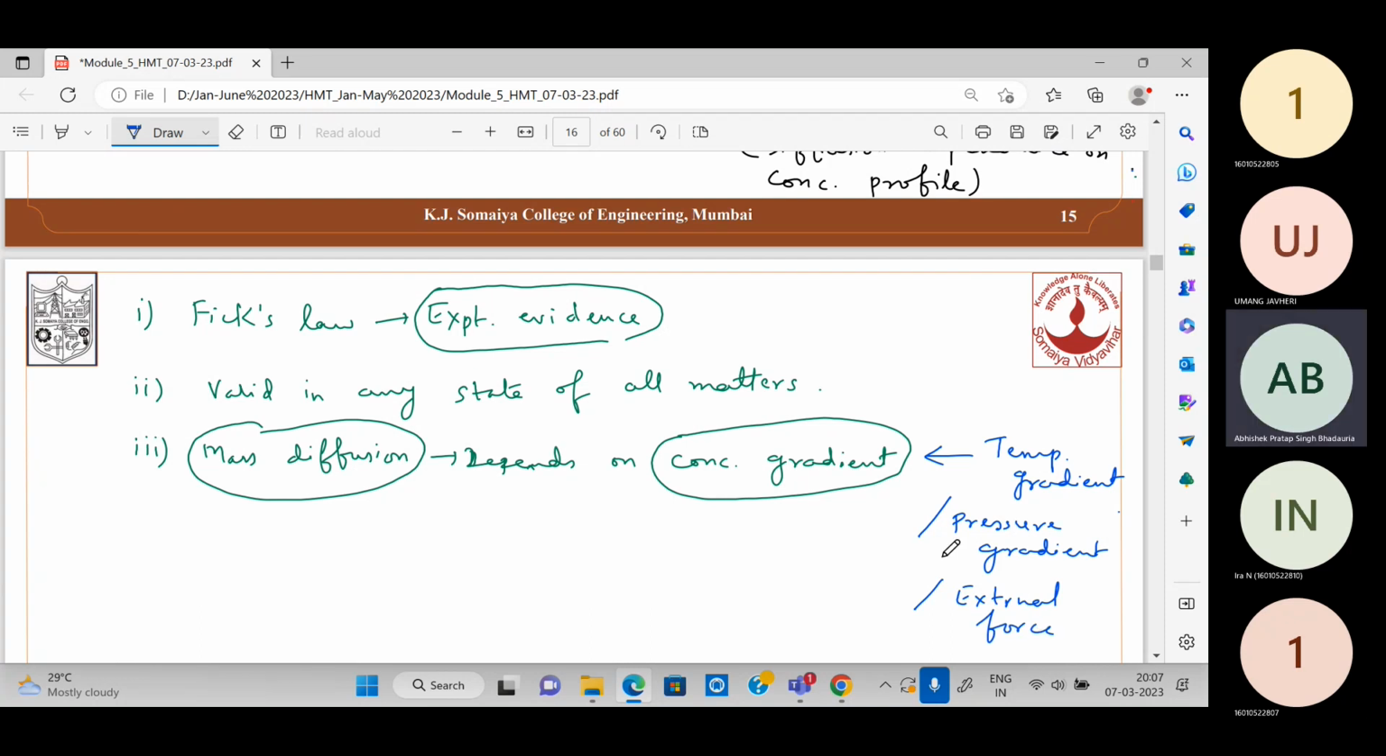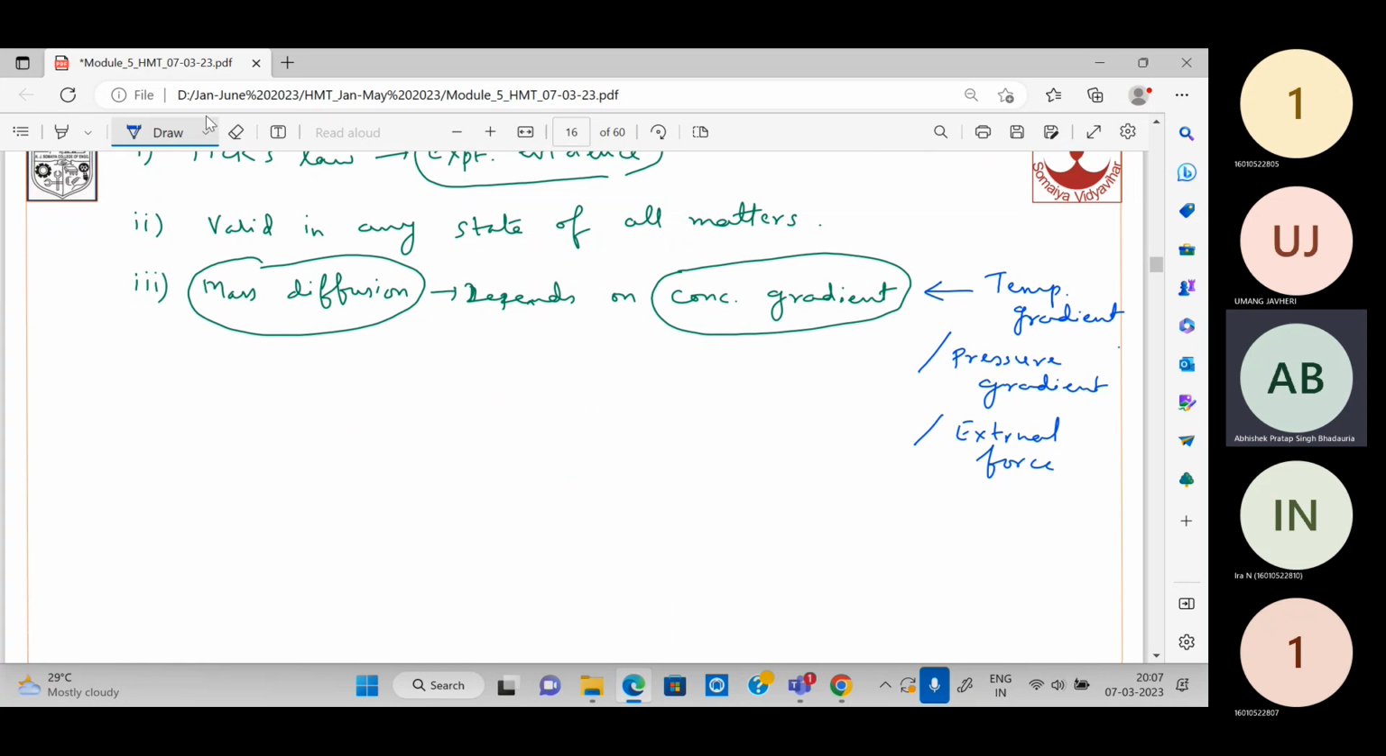Okay, so what we have concluded here is that this mass diffusion depends on the concentration gradient, and this concentration gradient will be caused either by a temperature gradient, a pressure gradient, or some external force. Okay, now let's go ahead.